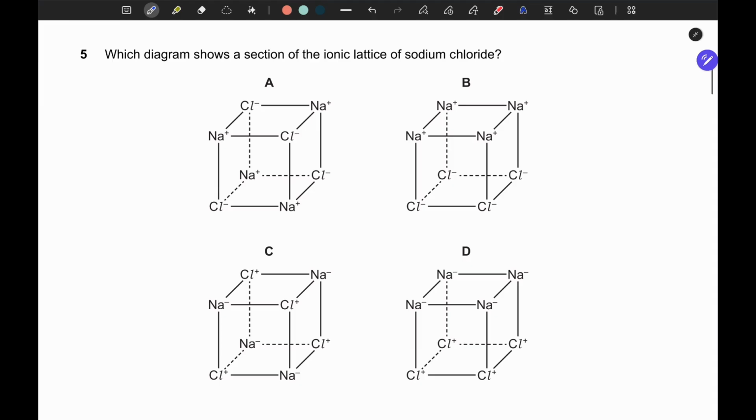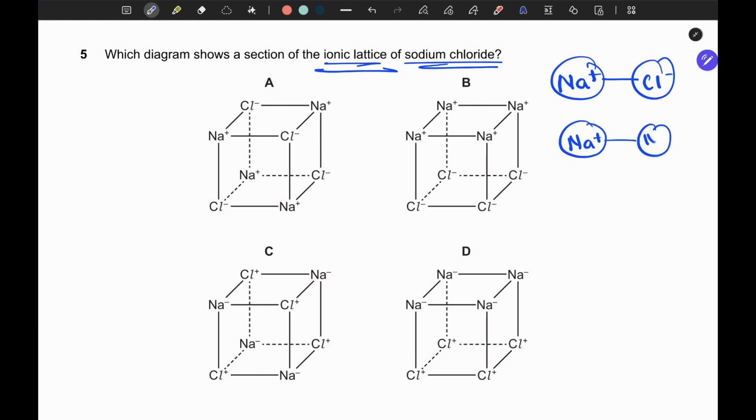Moving on to question number 5, which diagram shows a section of the ionic lattice of sodium chloride. So the ionic lattice of sodium chloride will consist of Na+ and Cl- ions bonded together. Now we know that like charges will repel, so it's not possible to have Na+ attracting another Na+, or Cl- and another Cl- attracting each other to form a bond. So in that case, if in our structure we see anything similar to that, then that pretty much means that's wrong. So if you look at our answer options, in the first one, we have Na+ bonded with a Cl- in every direction.